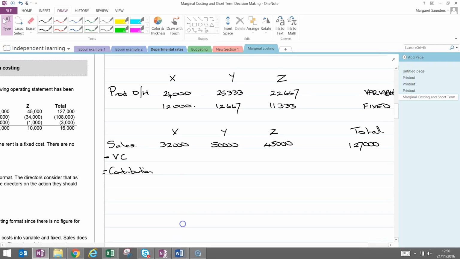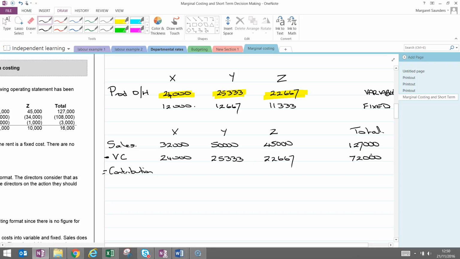So we've worked out the variable costs already. That's these figures up here. So we're just going to put those into our marginal costing statement. So 24,000, 25,333, 22,667. And in total, that comes to 72,000.